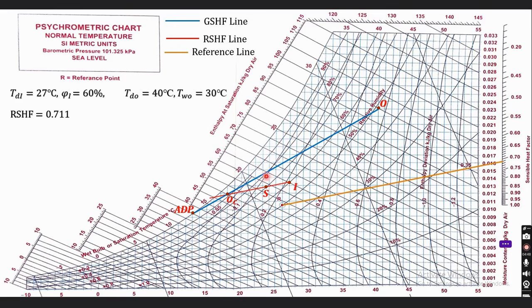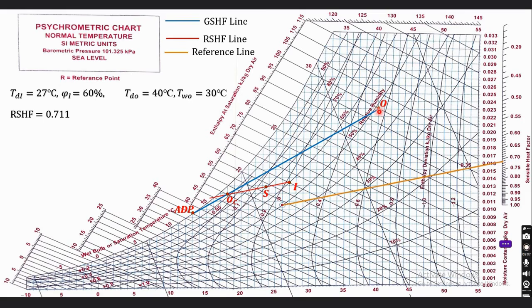Next, outside air condition is also there, that is TDO 40 degrees Celsius and TWO 30 degrees Celsius. This line is of 40 degrees Celsius DBT and this line is of 30 degrees Celsius WBT. Those two lines are coinciding at one point, so that is the O point.